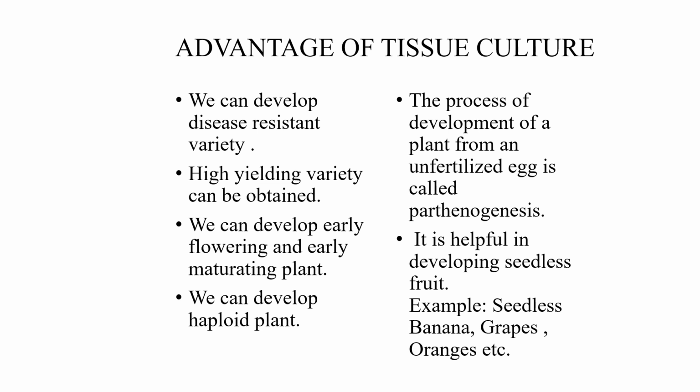The process of development of a plant from an unfertilized egg is called parthenogenesis. It is helpful in developing seedless fruit, for example banana, grapes, orange, etc.